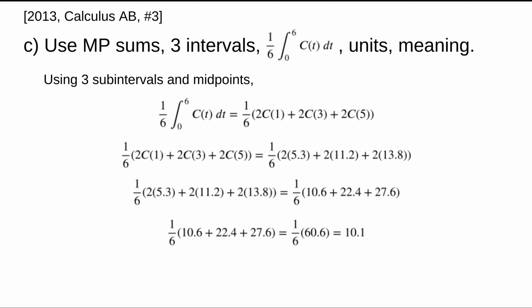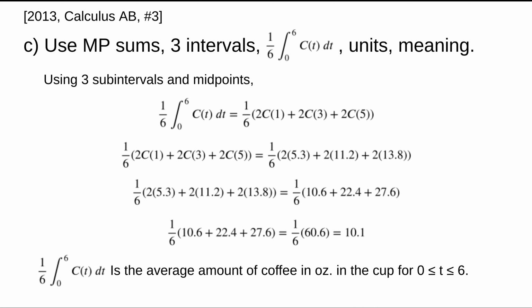However, if you do calculate it out, you do get a value of 10.1, and in this context, since C of t is the amount of coffee in the coffee cup, and we're integrating from 0 to 6, and then we're multiplying by 1/6, this would be the average amount of coffee in the coffee cup in ounces over the time period from 0 to 6 minutes.